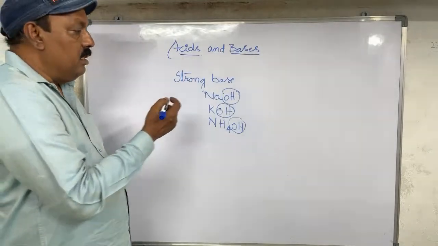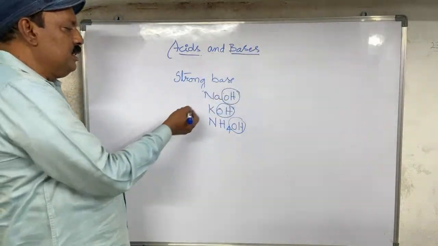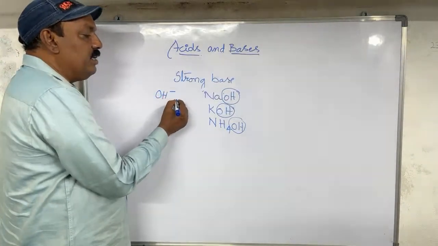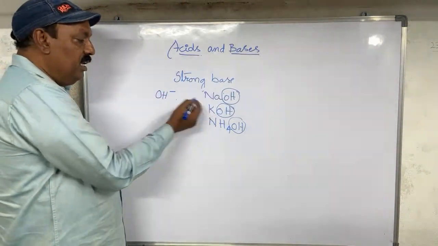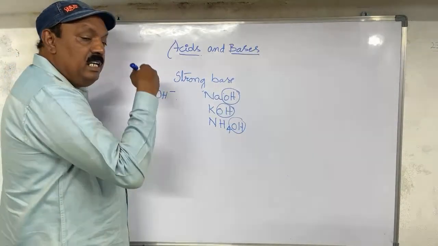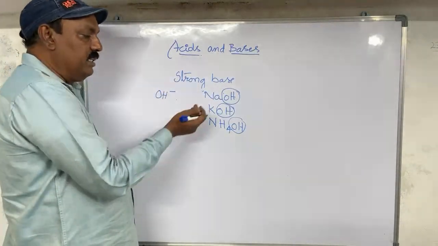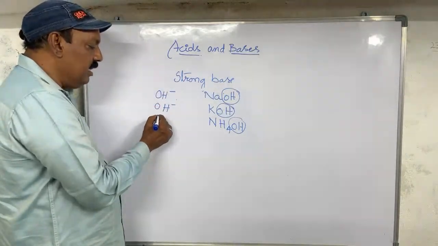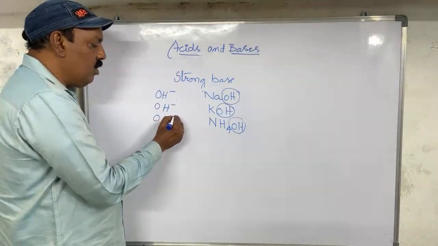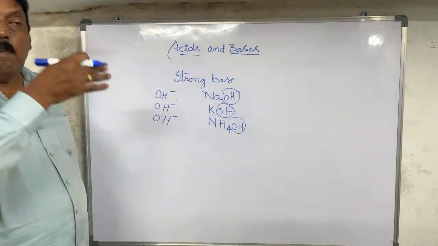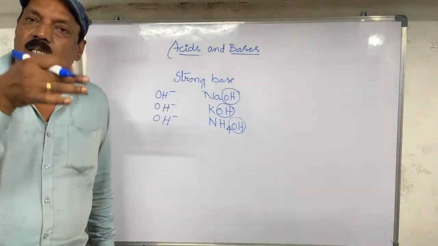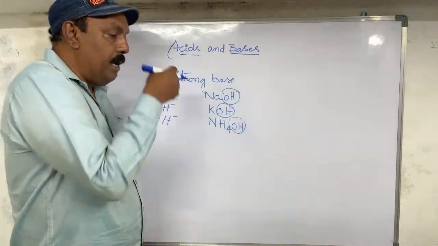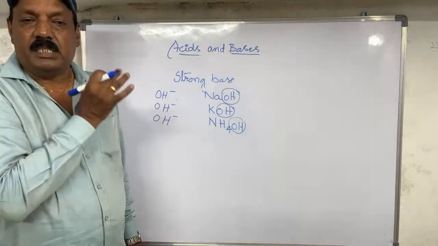Whenever these hydroxides dissolve in water, they release only one hydroxyl ion, which is all the hydroxyl ions present in them. If a base releases all the hydroxyl ions which are present in it, we call it a strong base.